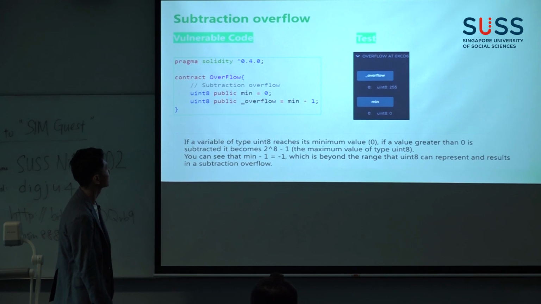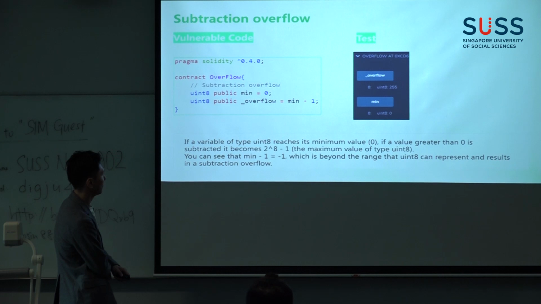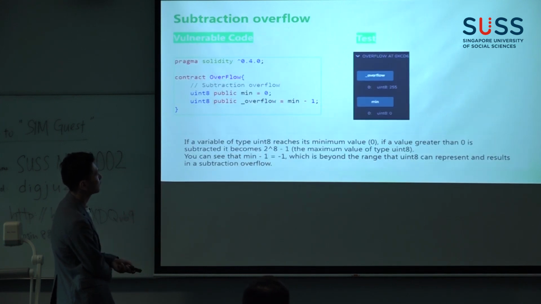This is a subtraction overflow, or I will refer to it as underflow. The minimum value of uint8 is 0 because it does not include negative numbers. And if you subtract 1 from it, it will cause an underflow. This will be the biggest value of uint8, so 255. The multiplication overflow will behave the same way.